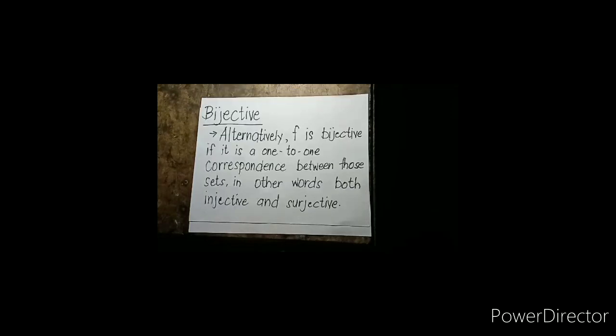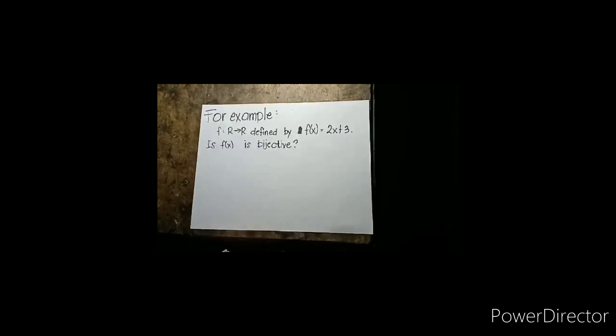Let's talk about bijective. A function f from set A to B is bijective if for every y in B there is exactly one x in A such that f of x is equal to y. Alternatively, f is bijective if it is a one-to-one correspondence between those sets. In other words, both injective and surjective. So here is the example of bijective.